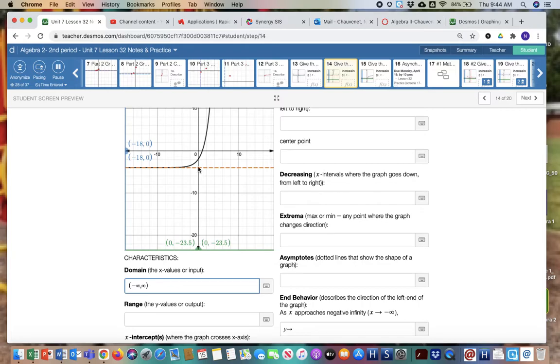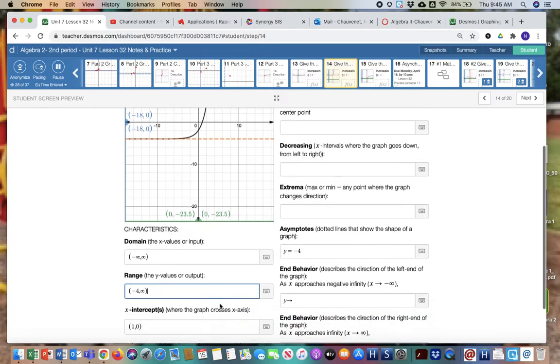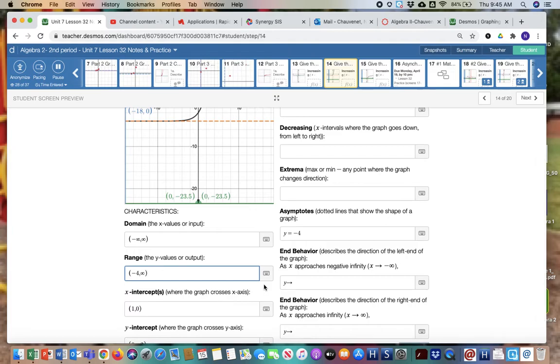What about the range? Well, what is this asymptote at? Isn't this at -4? So really, we just answered this question. Y equals -4, that's the asymptote. It can't be -4, but can it be everything above it? So the range is from -4 to infinity.